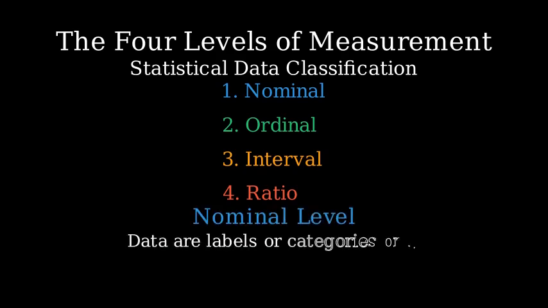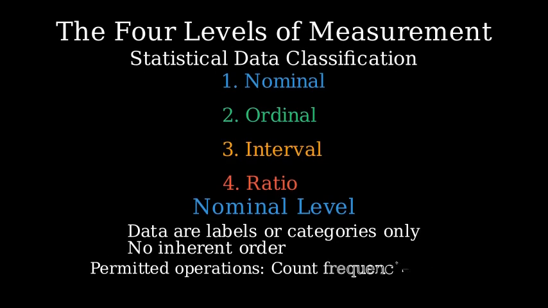Let's start with the nominal level of measurement. The word nominal comes from the Latin word for name, and that's exactly what this level represents. Names are categories with no inherent order or ranking. With nominal data, the only mathematical operation you can perform is counting how many items fall into each category. You cannot add, subtract, multiply, or divide these values.